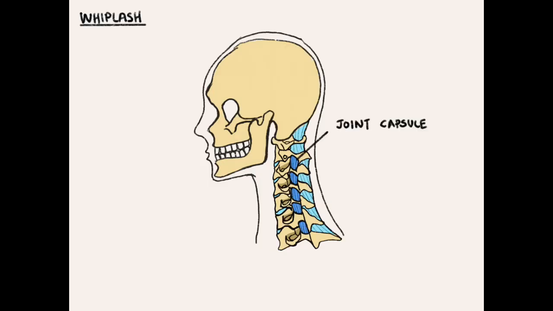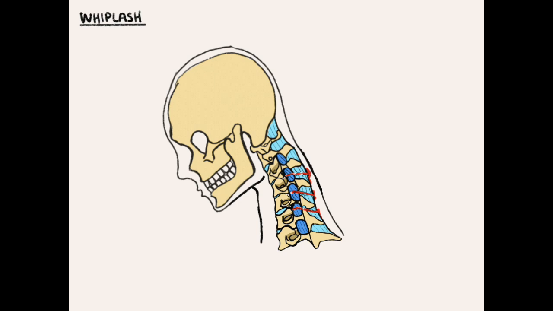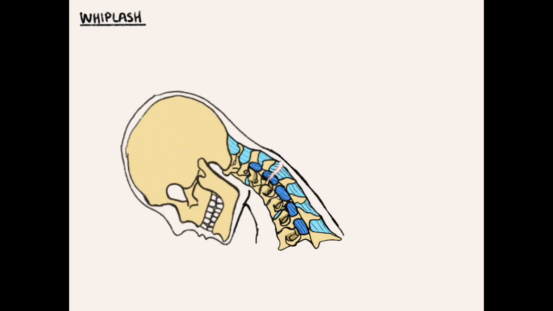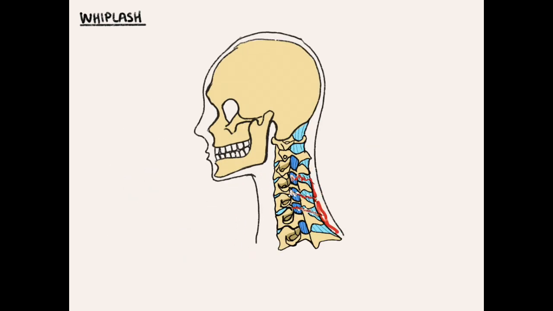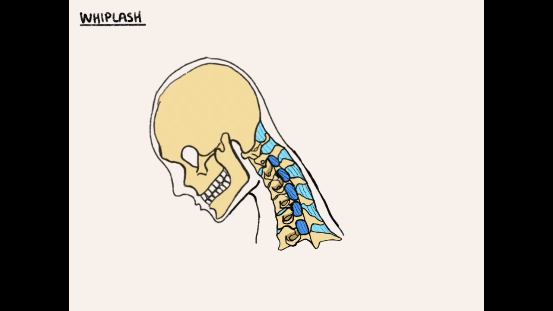So here you can see some of the ligaments around the bones of the spine. There are the joint capsules around the facet joints, and then there are other ligaments that actually join the vertebrae together. Your skull is like a big weight, and so when you have a sudden acceleration and deceleration, you can rupture some of these joint capsules and ligaments. It's very painful and can take a long time to heal.